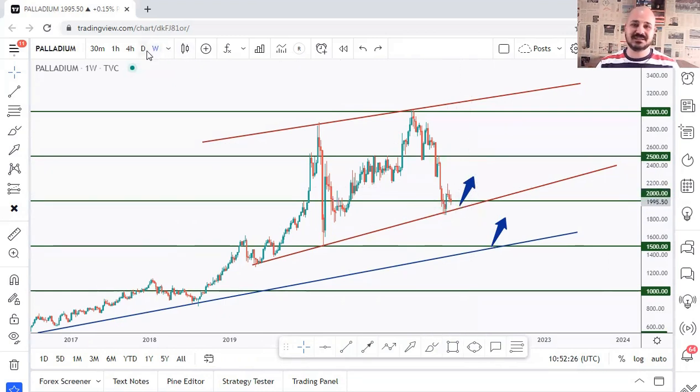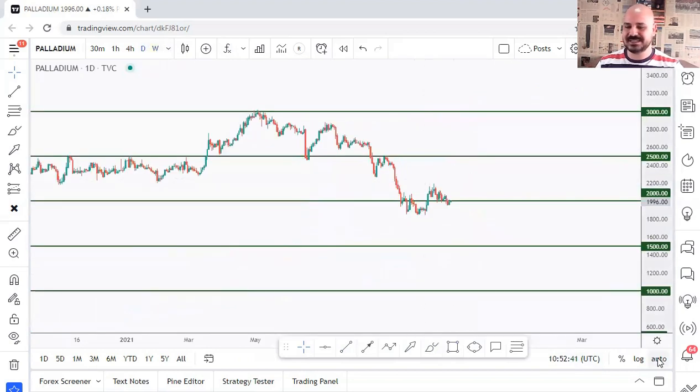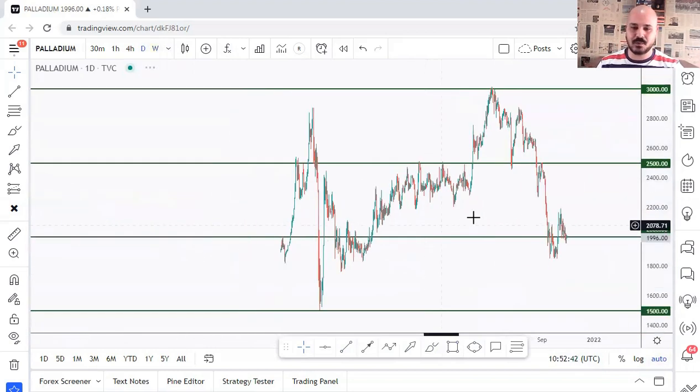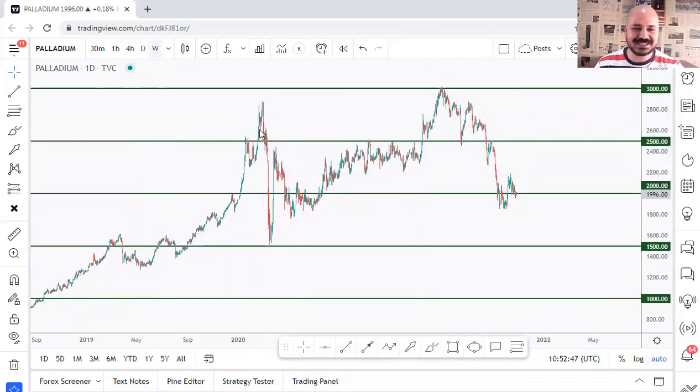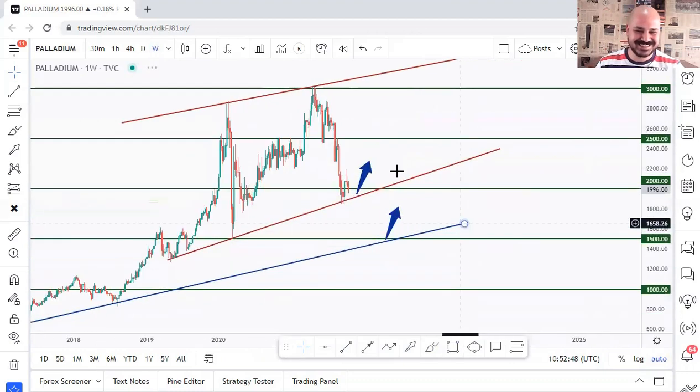So let's zoom into the daily time frame. Sometimes you can find so much info, so many levels, right? Then you can't really find much on the daily time frame because you already gathered so much info. Anyway, I'm not doing an English class here.